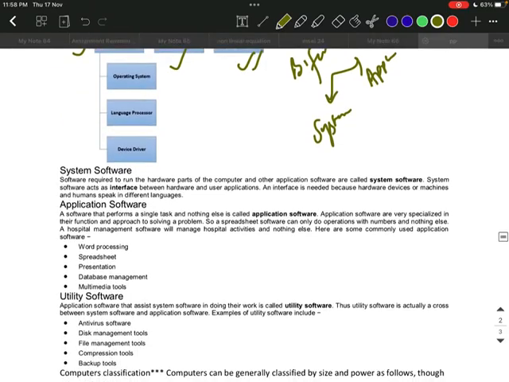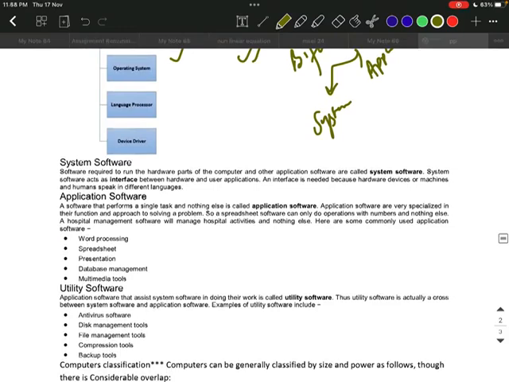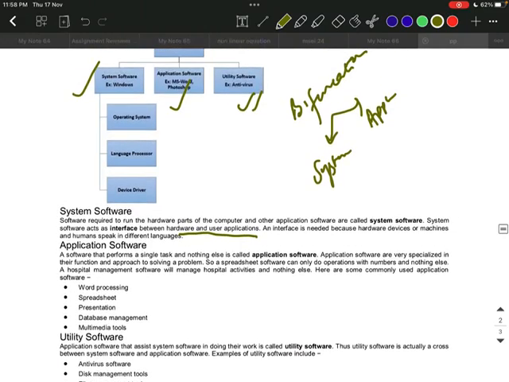Right? So that is what I have mentioned here, that software required to run the hardware parts of the computer and other application software are known as system software. System software is actually acting as an interface between the hardware and the user applications, right? And you can see it with an example. The example is Windows. So Windows is an example of the system software, where you are loading the operating system, you are loading the language processor, you are loading the device drivers, etc., and that would be wholly responsible for the complete functioning of your system, right?